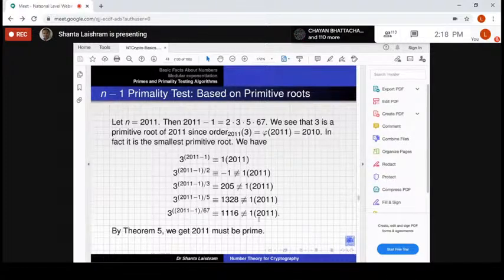Hence, by the previous theorem, 2011 is a prime. So this is called the n minus 1 primality test. This is based on the primitive roots.